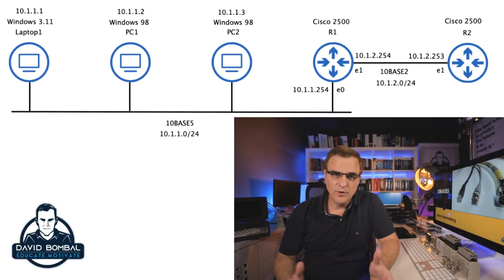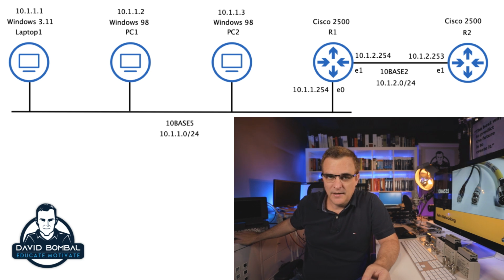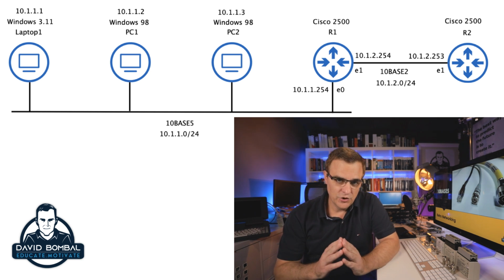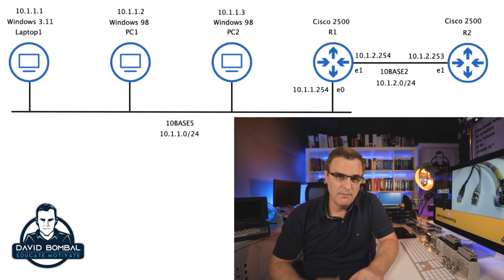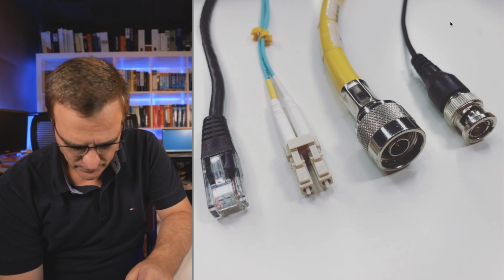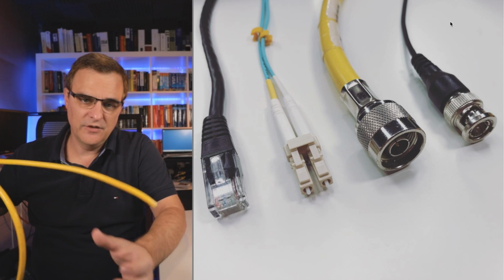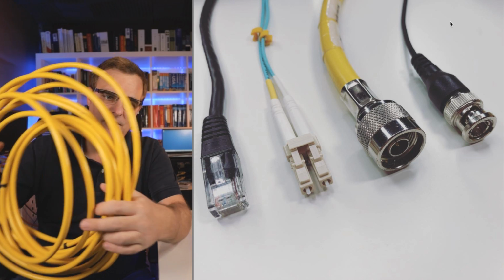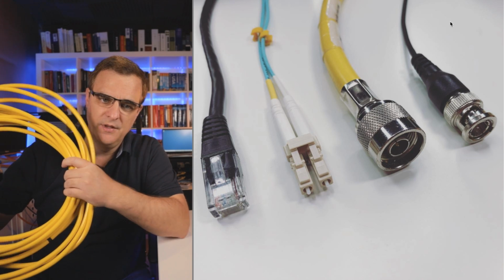I've created a network using a Windows 3.11 laptop and two Windows 98 PCs. I'm going to show you practically how 10base5 works. We're going to look at the cabling. Here's an example of a 10base5 cable. This stuff is very difficult to work with.